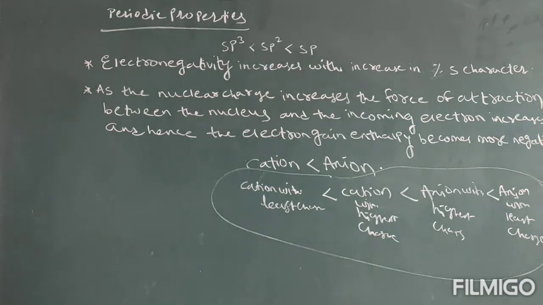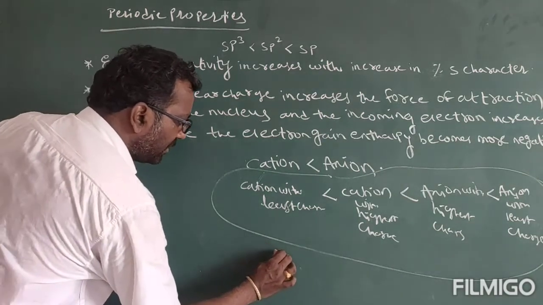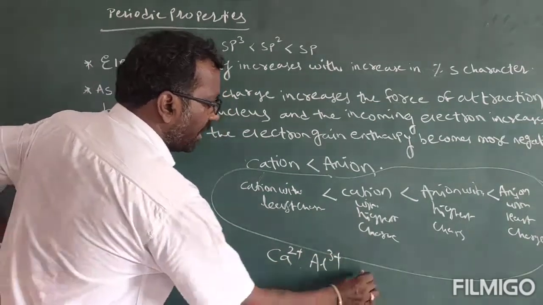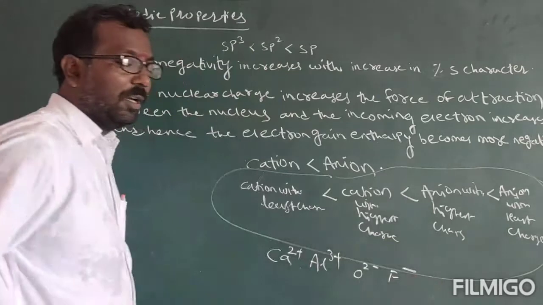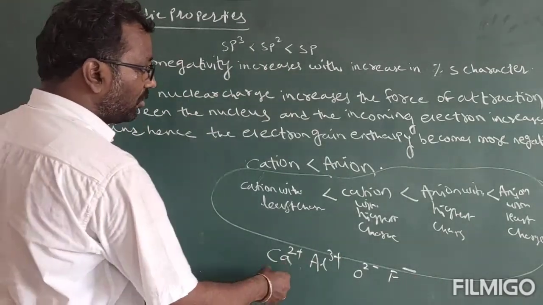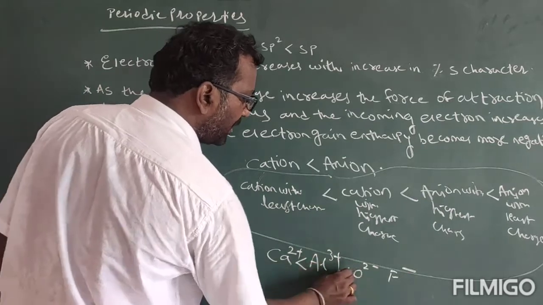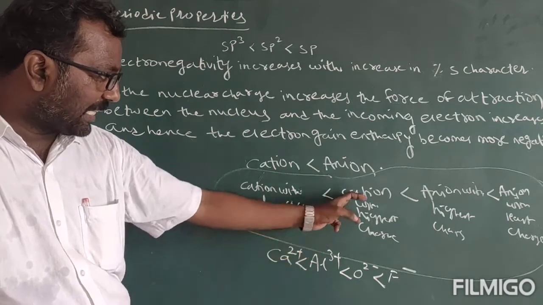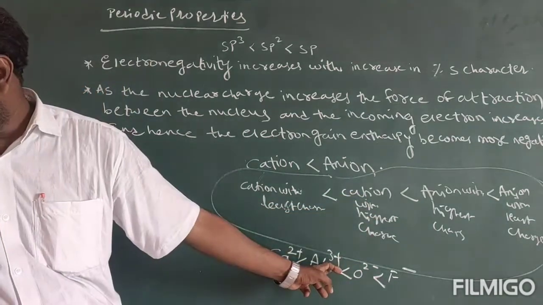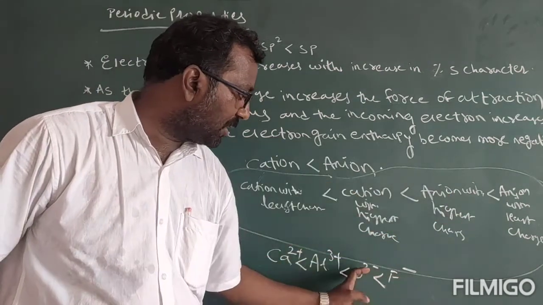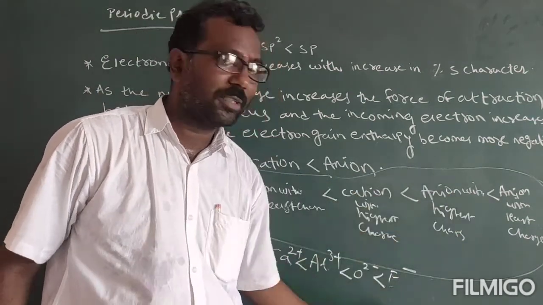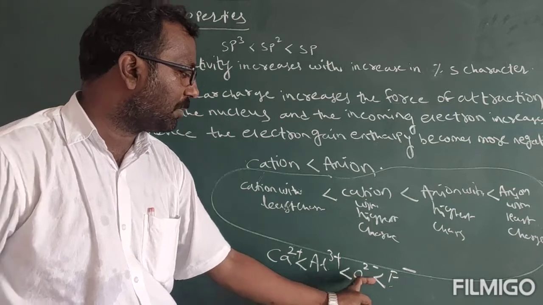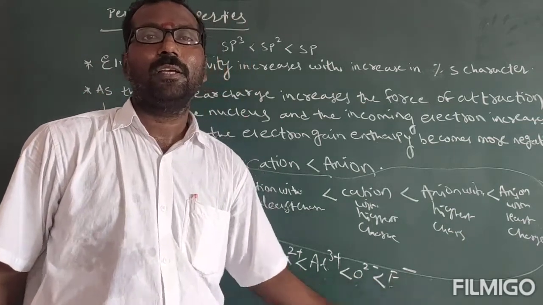Suppose you take calcium, which is Ca2+, aluminium Al3+, oxygen O2-, and fluorine F-. Now when it comes to electron affinity, this is the order: the cation with least charge is less than the anion. Next, the anion with the highest charge is less than the anion with the least charge. So these are the things you have to follow. Ca2+ is less than Al3+ is less than O2- is less than F-.